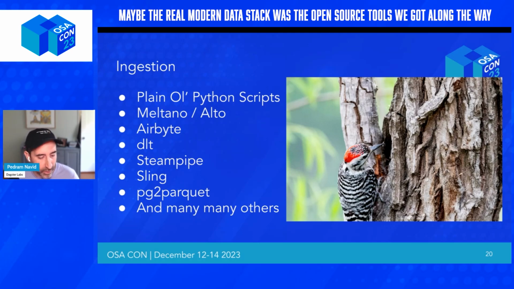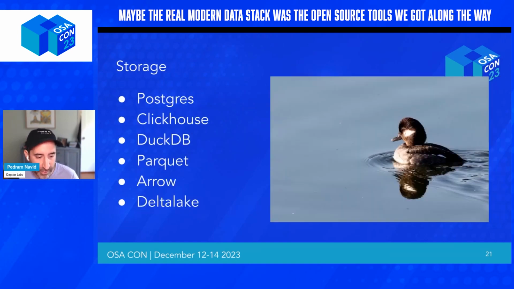PG2 Parquet, which is really a Rust package to take data out of Postgres and put it into a Parquet file, and many, many others. So a wealth of options here that I think are very good to use.